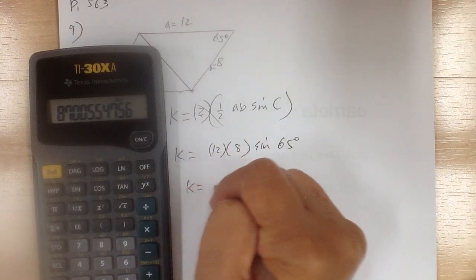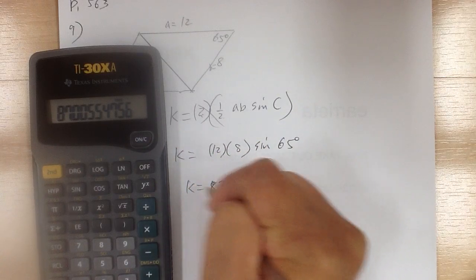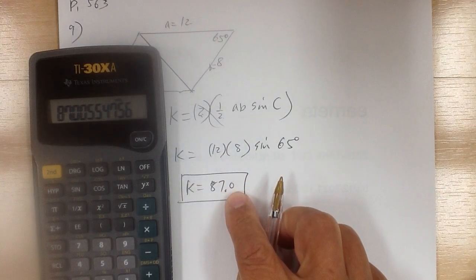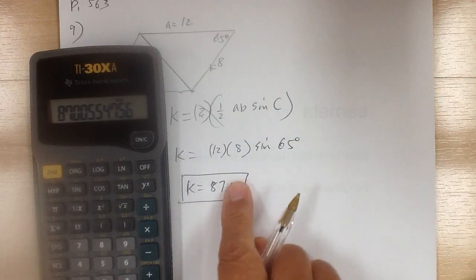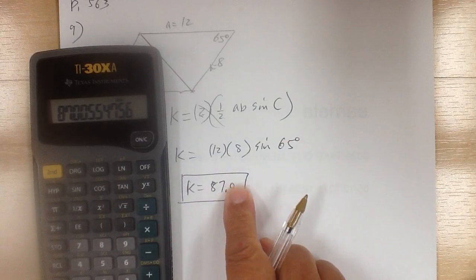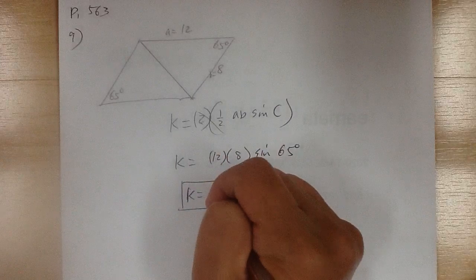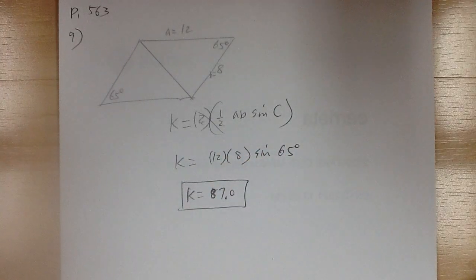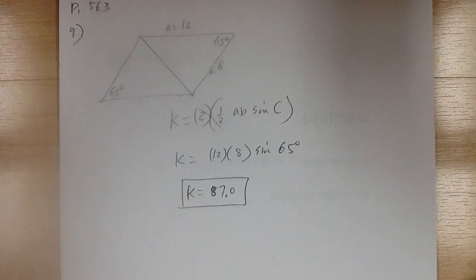And so K equal to 87.0. And the reason you have to put a 0.0 is because you try to get the answer to 3 significant digits. Okay? So if you don't have the 0, you only have 2 significant digits. Okay, number 11.